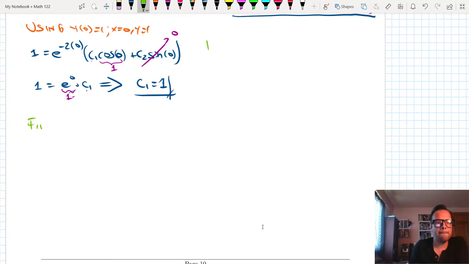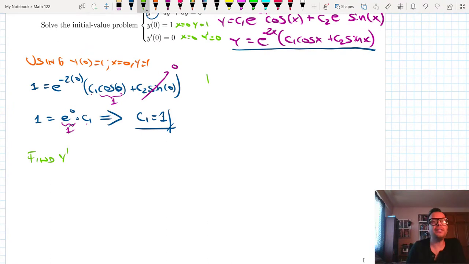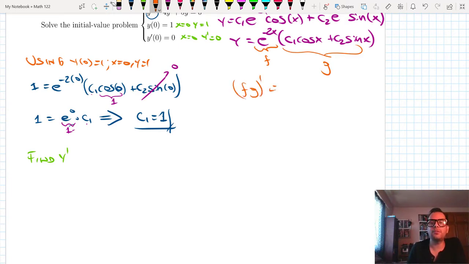Okay, find y prime. Notice here we're going to use the product rule, in which this is f, this is g. And recall that the derivative by the product rule, (fg)' equals f prime g plus g prime f, or u prime v plus v prime u, depending on your choice of letters to denote each one of the factors.